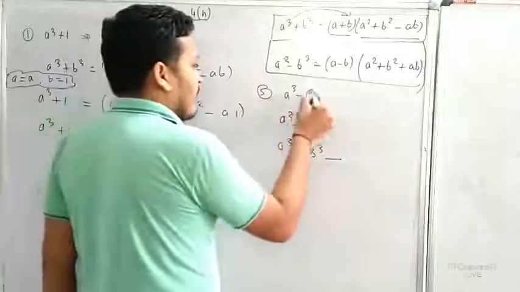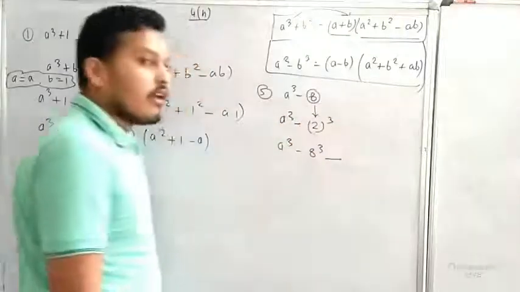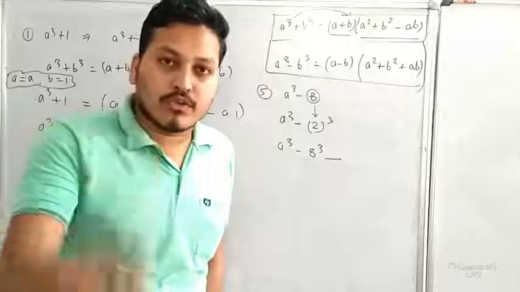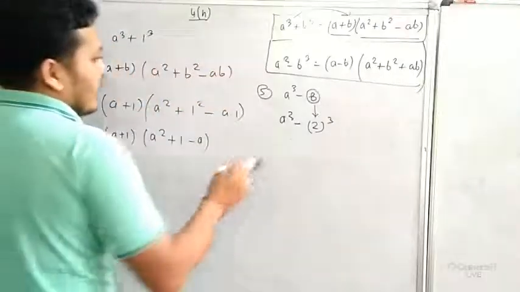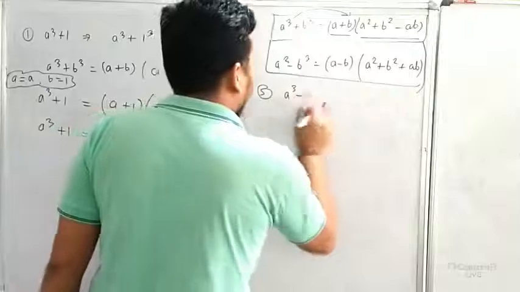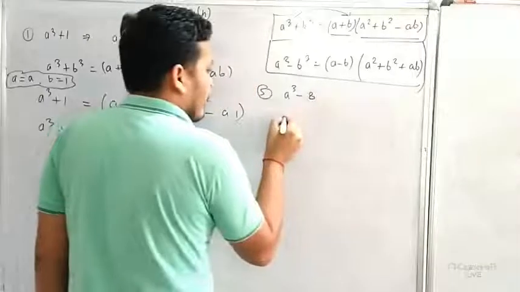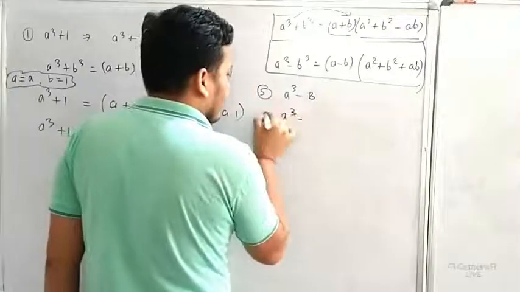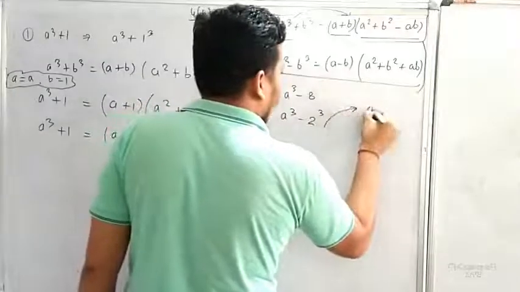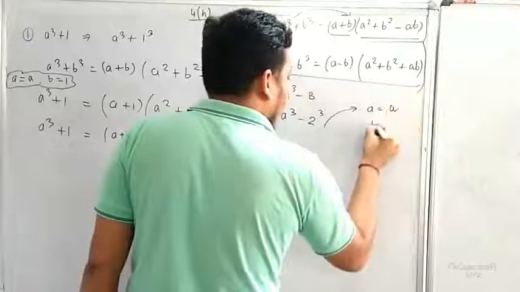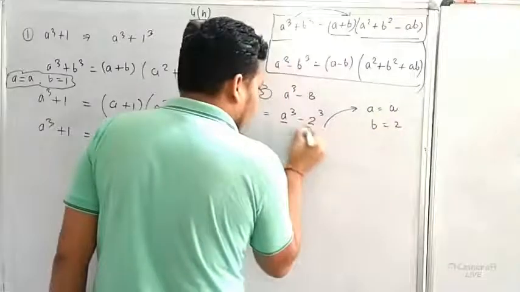Write the given number first in the form of its cube root. What is the cube root of 8? It is 2. Then outside put the power 3. So expand it. This is a cube minus b cube. We can write this part as a cube minus 2 cube. So tell me what is the value of a? A is a and b is equal to 2. This is a and this is b.